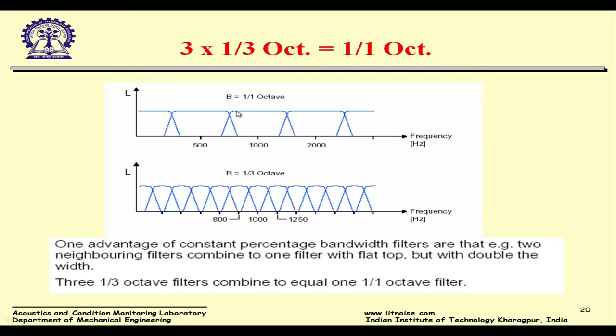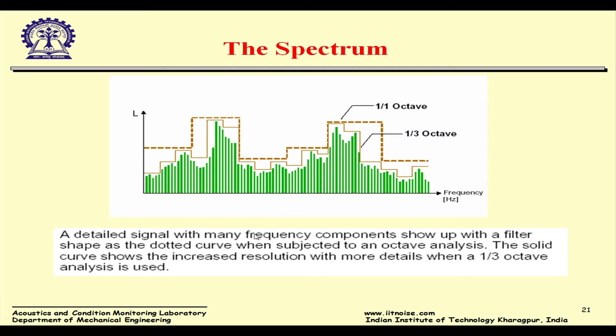I can add up 3 1/3 octaves to get a 1 octave. So 1/3 octave is a little finer than 1 octave and so on, and I can make them still finer. Now this is an interesting plot here. The same signal looked at in three different formats in the frequency domain. The green one is a fixed narrow band frequency resolution.